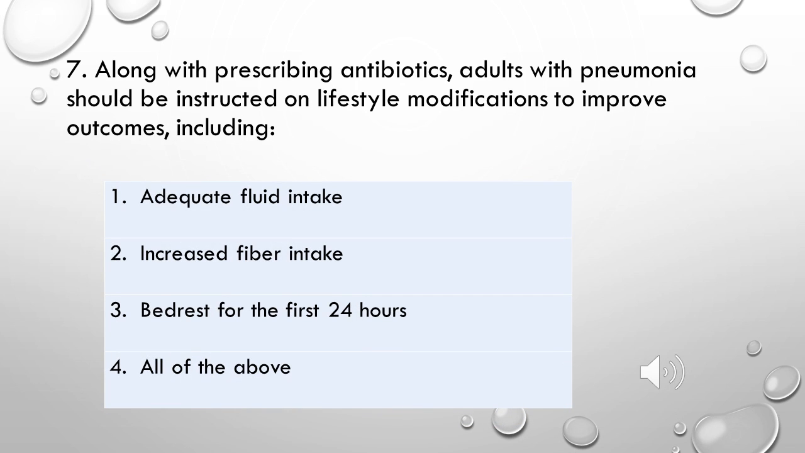Along with prescribing antibiotics, adults with pneumonia should be instructed on lifestyle modifications to improve outcomes, including, your answer should be number 1, adequate fluid intake. Lifestyle modifications such as increased hydration, smoking cessation, and rest should all be discussed with patients.